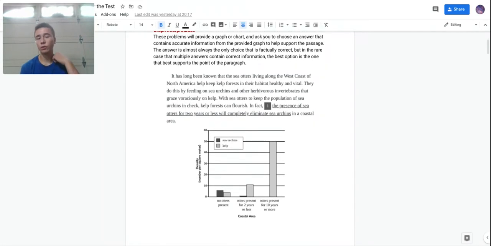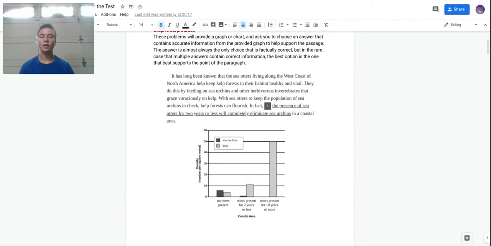So here's an example problem. It has long been known that the sea otters living along the west coast of North America help keep kelp forests in their habitat healthy and vital. They do this by feeding on sea urchins and other herbivorous invertebrates that graze voraciously on kelp. With sea otters to keep the population of sea urchins in check, kelp forests can flourish. In fact, the presence of sea otters for 2 years or less will completely eliminate sea urchins in a coastal area.